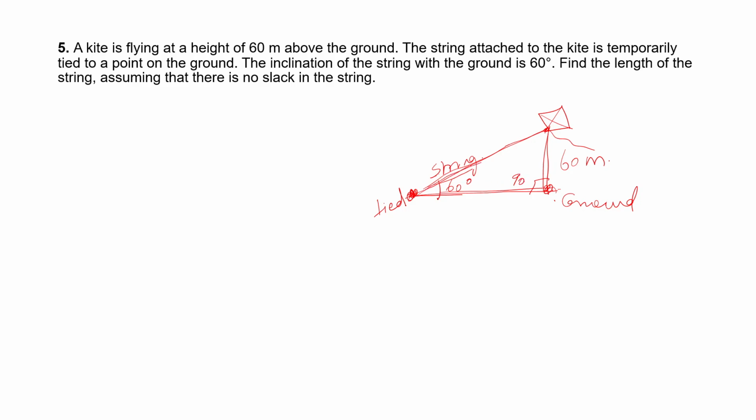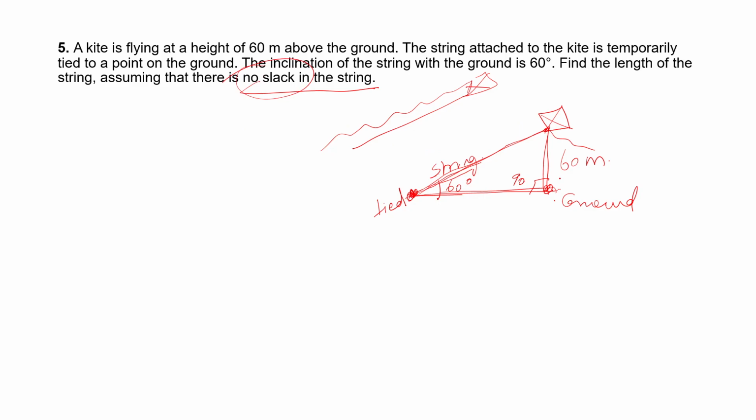Usually when we are flying the kite, the string has to be stiff and straight, so they have mentioned there is no slack in the string. If the string is like this, when you are flying the kite, it will become straight. Initially it won't, but if it goes to the higher levels, the string will become straight. So no slack in the string means we assume this is a straight line.